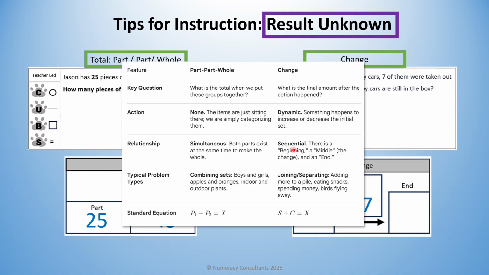The relationship in a change problem is sequential. There is a beginning, a middle, and an end: the beginning amount, the change, and then the end amount. Typical problems for combining sets are boys and girls, apples and oranges, indoor and outdoor plants. For change, it's joining and separating, adding to a pile, eating snacks, spending money, birds flying away. The standard equation for part-whole is P1 plus P2, part 1 plus part 2, equals your whole. For a change problem, you'll have the start plus the change, and that's going to equal your end result.